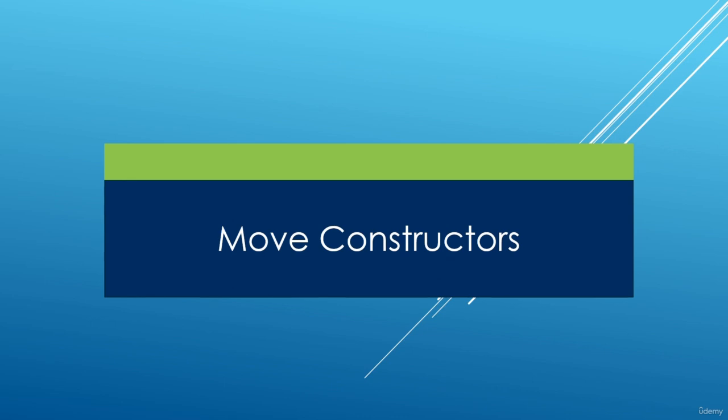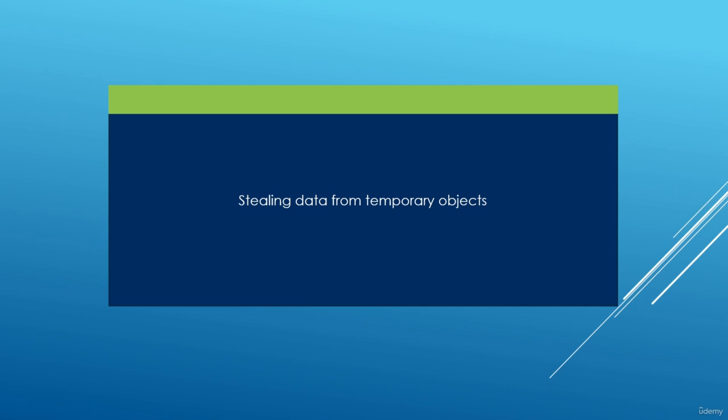In this lecture, we're going to learn about move constructors. This is a special kind of constructor that is going to steal data from other objects. Those objects we steal from are going to be temporary objects that are going to be killed by the compiler anyway. Let's look at a simple example.